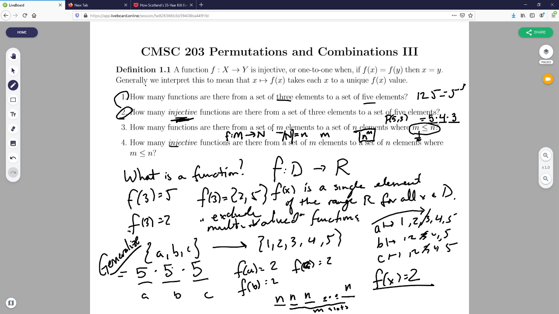And then the last question, how many injective functions are there from a set of m elements to a set of n elements? Now it's important that m is less than or equal to n. Here it didn't matter. This answer is defined whether or not m is bigger or less than n. But it needs to be less than or equal to n in this case, because what we're going to say is it's the permutation of n comma m.